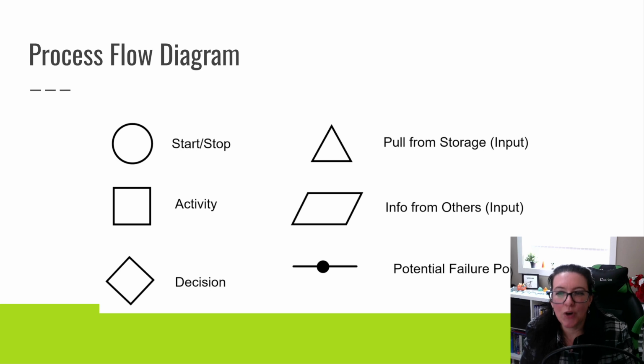We put a triangle if we're pulling an item from storage, so if our input is some kind of physical input, and we use a parallelogram if we are pulling information from others. When we are doing evaluation, enterprise analytics of how the process is going, we might put a dot in the process to indicate where the process is most at risk.